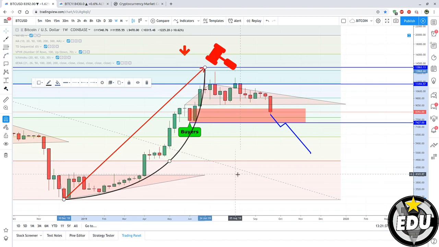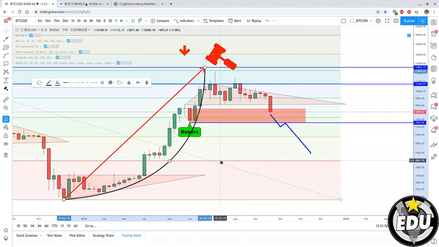Okay, and when things go parabolic, usually a correction happens, and corrections are pretty hard. Sometimes they go down as fast as they went up. So I just want you guys to know that.